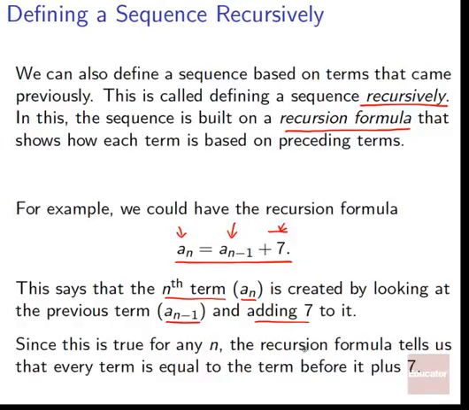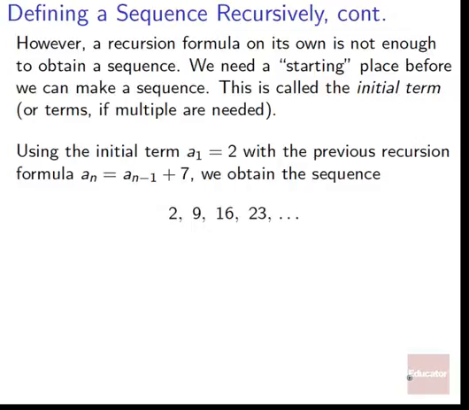Since this is true for any n at all, the recursion formula tells us that every term is equal to the term before it plus 7, right? We didn't say n has to be some specific value. We haven't nailed down what the value of it's going to be. So since this is true for any n, a_n equals a_(n minus 1) plus 7 for any value of n, every term will be equal to the term before plus 7.